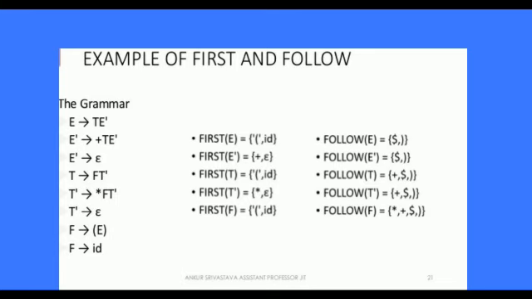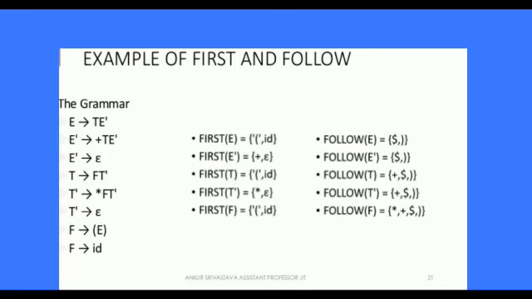And coming to the next line, that is first of capital E dash. In the problem's second line, capital E dash tends to plus capital T and capital E dash. In capital E dash, the first symbol is plus, and again another value is there for E dash in the problem, that is E dash tends to epsilon. That's why I am taking plus and epsilon in the second step as input strings.